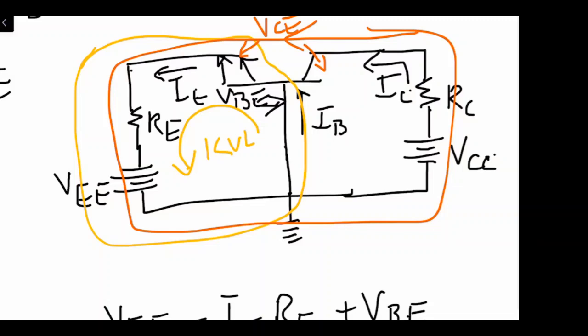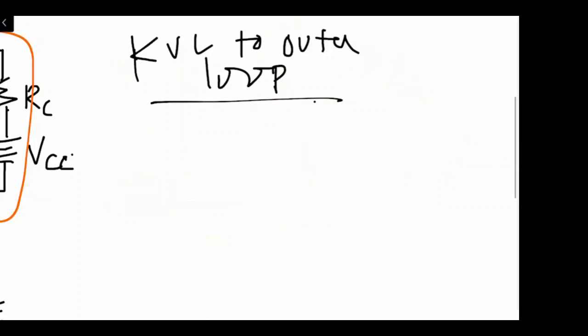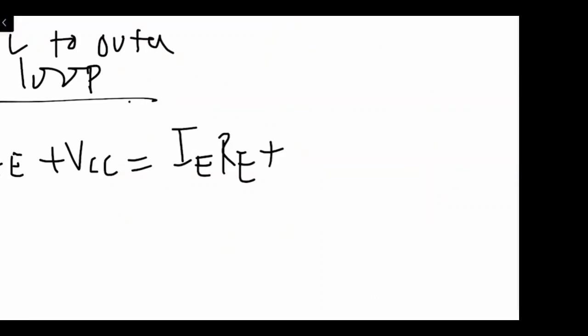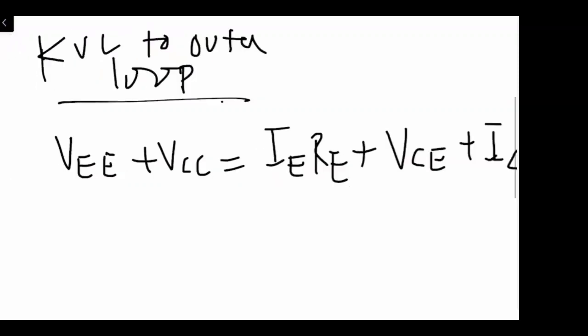So when I write the equation, it will be VEE plus VCC is equal to the drop across the emitter resistance IERE plus the drop across the collector emitter junction which is VCE, and plus I have the drop in the collector leg which is ICRC, right? Are you with me?